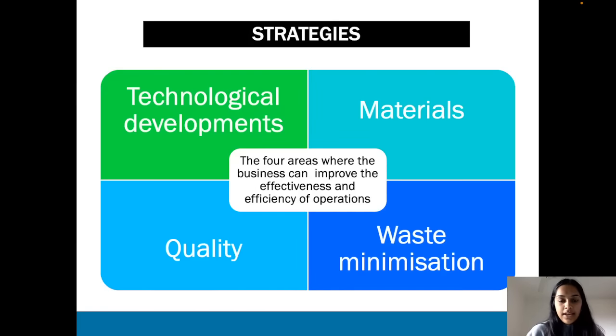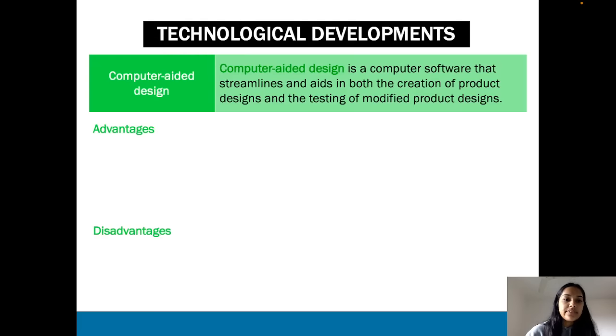Okay, I'm going to whiz through these strategies. We have four areas where the business can improve the effectiveness and efficiency of the operation: technological developments, materials, quality, and waste minimization. With technological developments, we have CAD, computer-aided design. This is essentially computer software that streamlines and aids in both the creation of product designs and the testing of modified product designs as well.